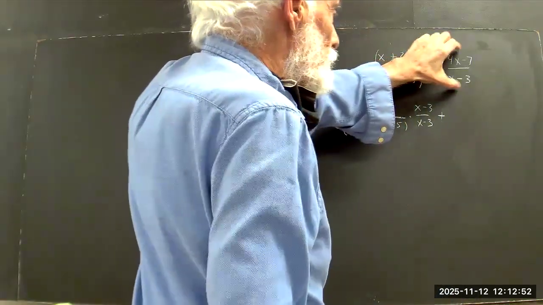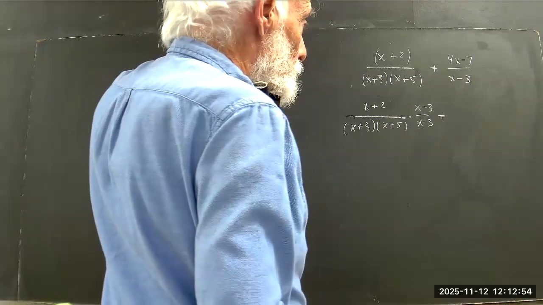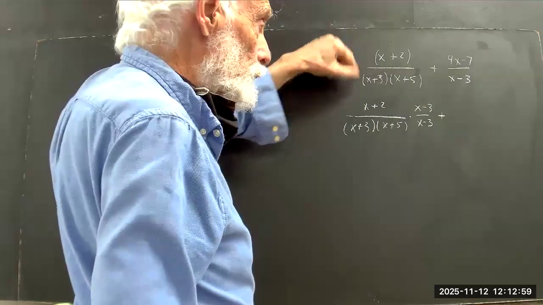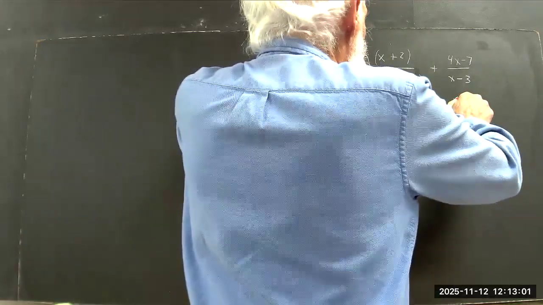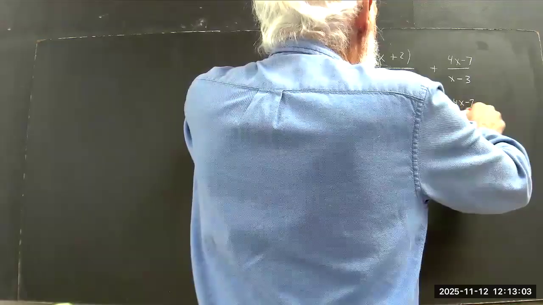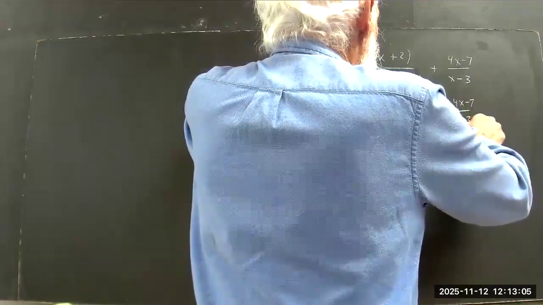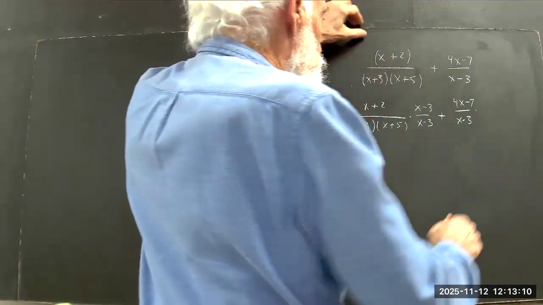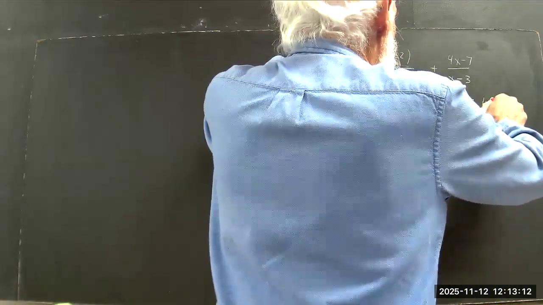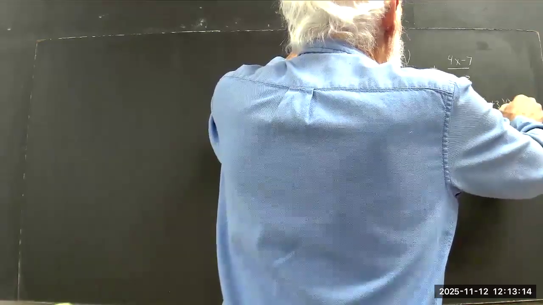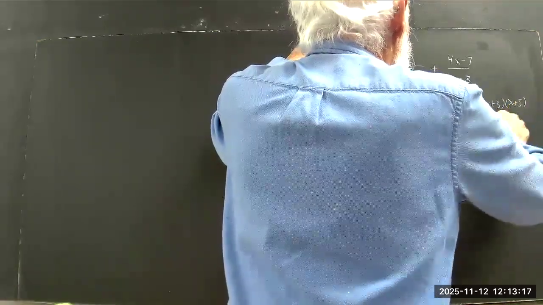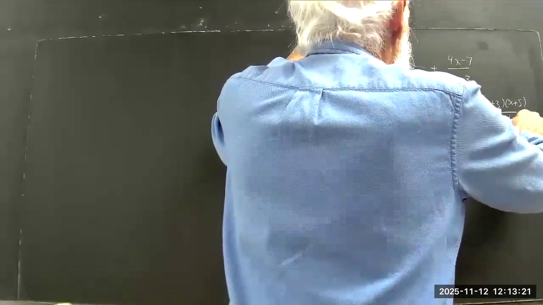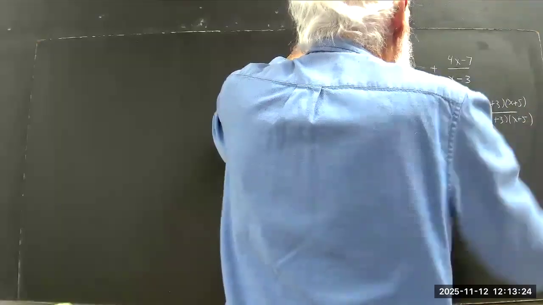And then we take the second fraction and multiply by the rational expression where we have the first denominator over the first denominator. We've got 4x minus 7 over x minus 3 multiplied by the denominator of the first fraction, which was x plus 3 times x plus 5, over the same thing, x plus 3 times x plus 5.